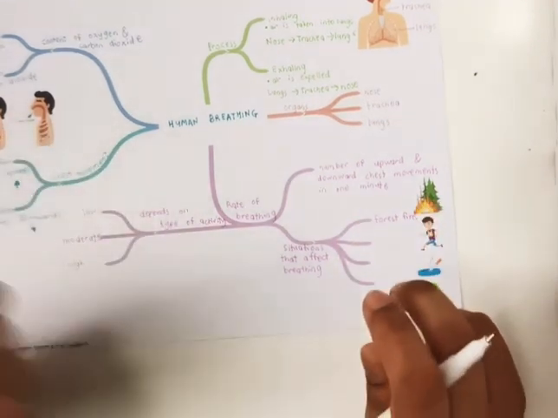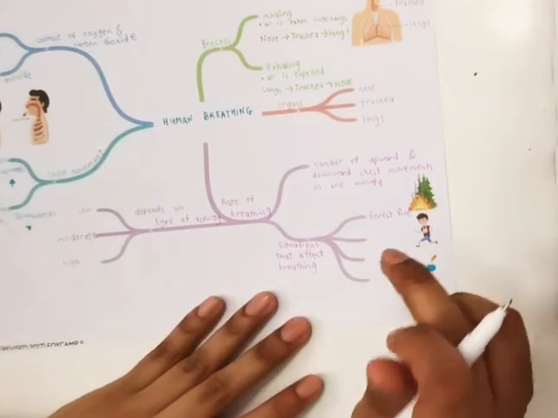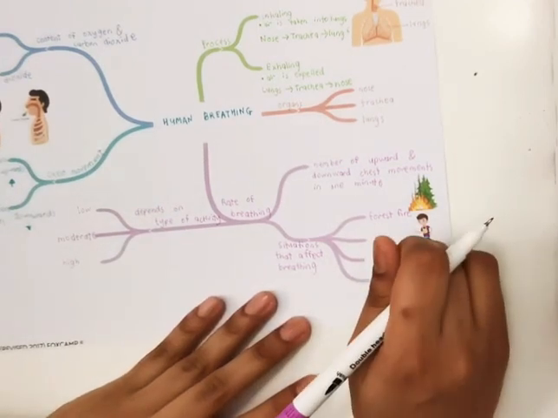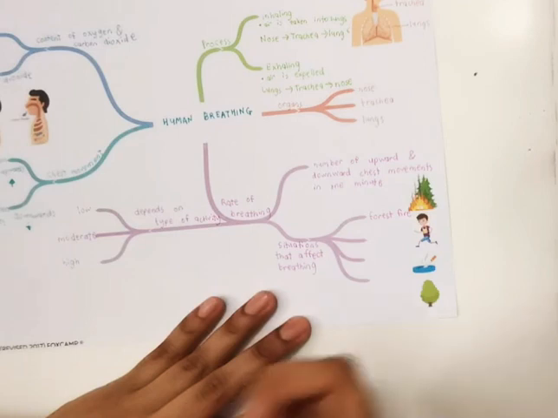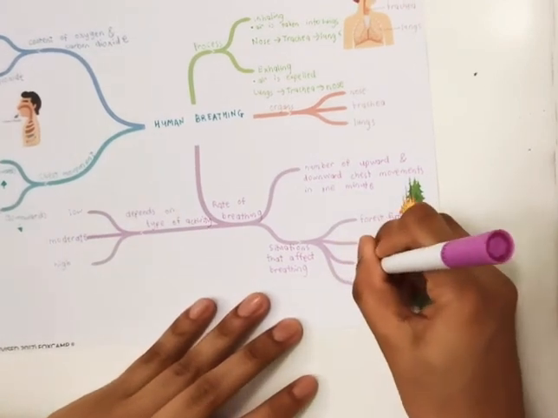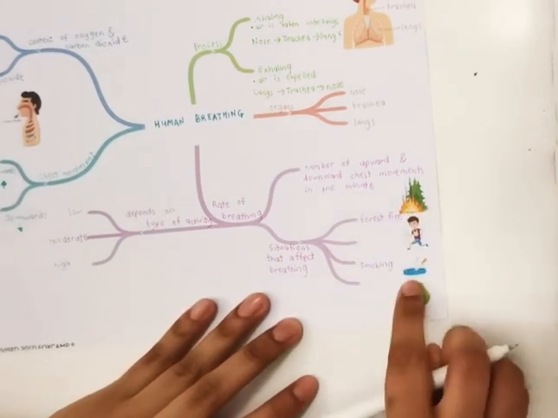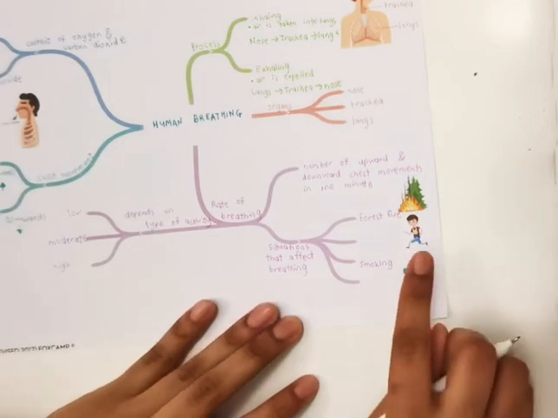All right. Next would be how maybe if someone smokes. Okay, so smoking would make your breathing worse. Okay, it will deteriorate your breathing.